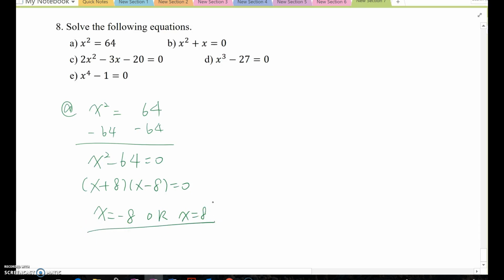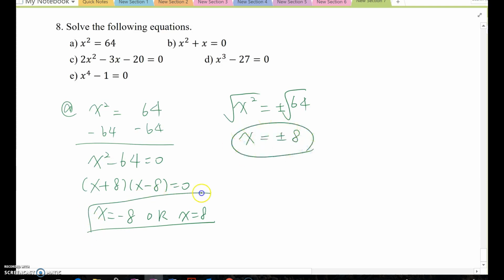Also, you can utilize the square root method. From x squared equal to 64, you can take the square root of both sides, but don't forget plus and minus here. So x equal to plus and minus 8 as well. Okay, so the A answer will be negative 8 or 8.